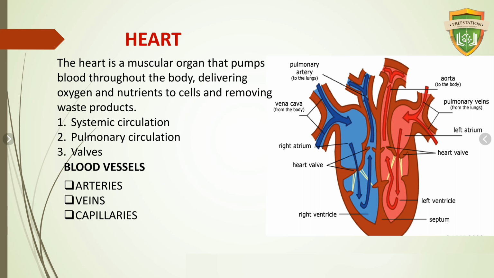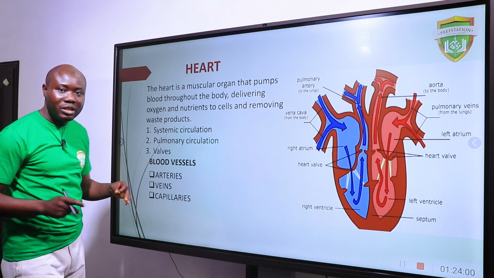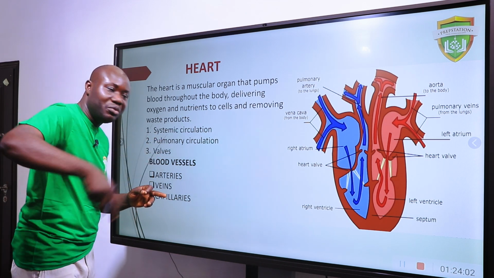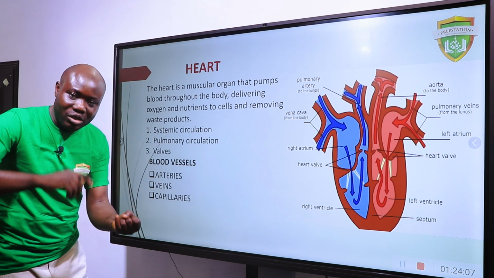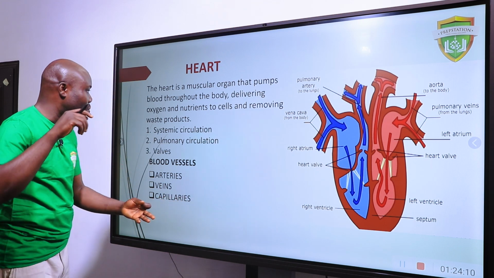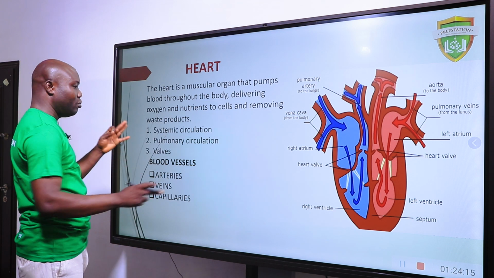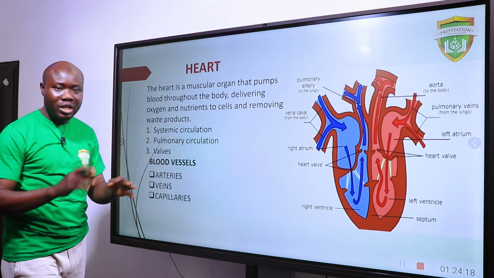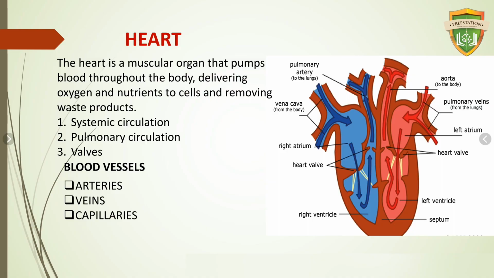The heart is a muscular organ and it pumps blood throughout the body, delivering oxygen. I already told you that the major work of the heart is to ensure that blood moves around the body of the organisms. And in the blood, we have some items such as oxygen, nutrients, and some hormones too. Now, the heart moves blood using some different systems. We have the systemic circulation, we have the pulmonary, and we have some valves. Let me quickly explain what I mean by that.